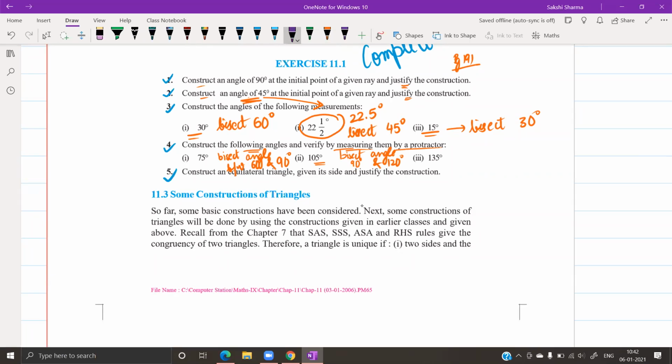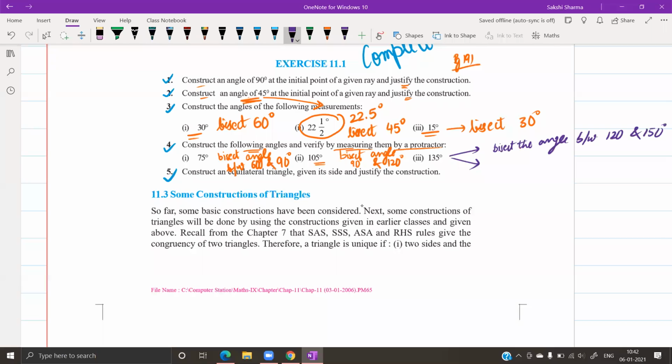For 135, there are 2 ways. Just like 45, 135 had 2 ways. Like one of them is quite easier. The other one is a little complicated. It requires multiple steps. Anyone who can answer 135. 120 and 150. 120. Okay, bisect the angle between 120 and 150. All right.